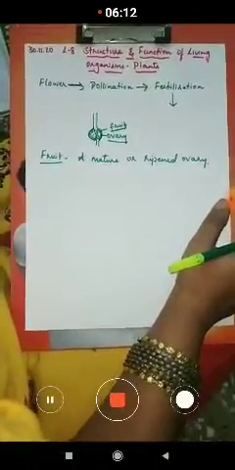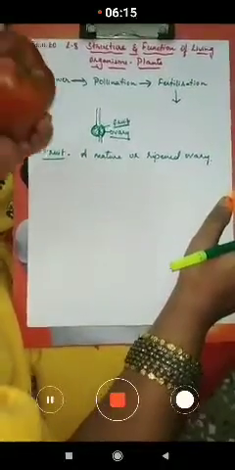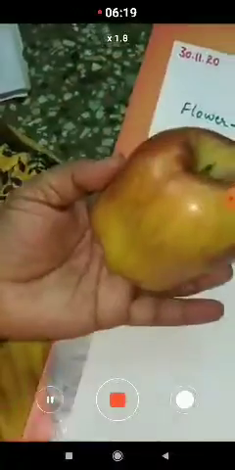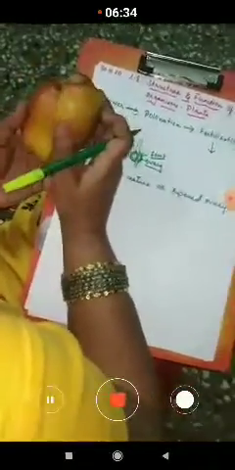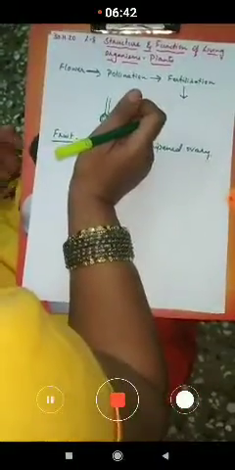When we take up the apple, we can observe that this whole part we are seeing, this fruit, is nothing but the ovary. This is the ovary of the flower. So the mature or ripened ovary is now called the fruit. Now after the definition, we'll move on to the functions of the fruit.